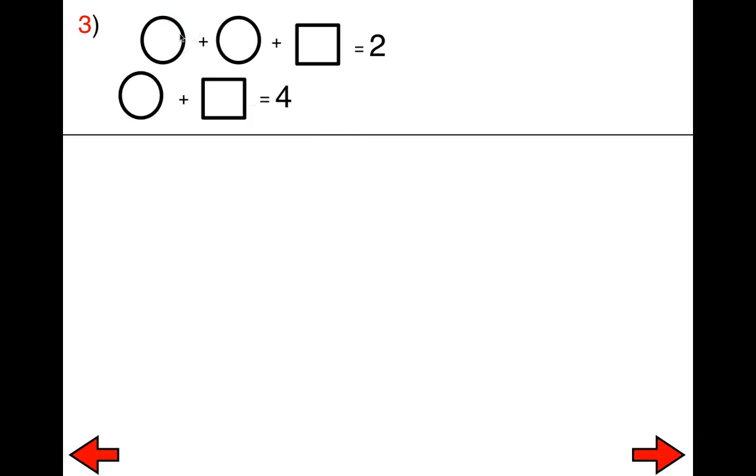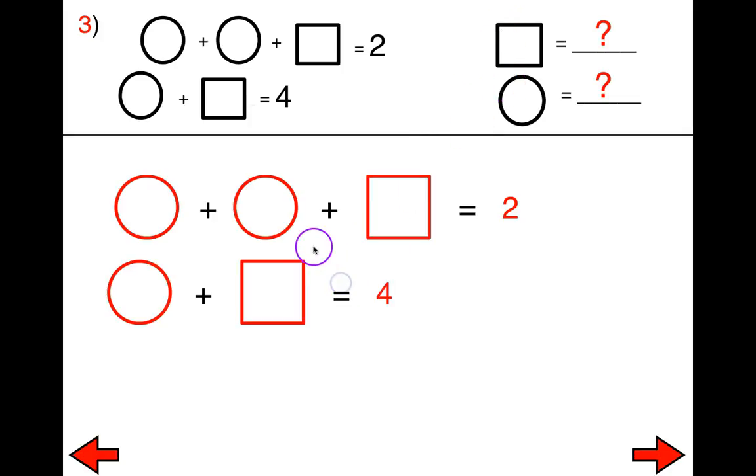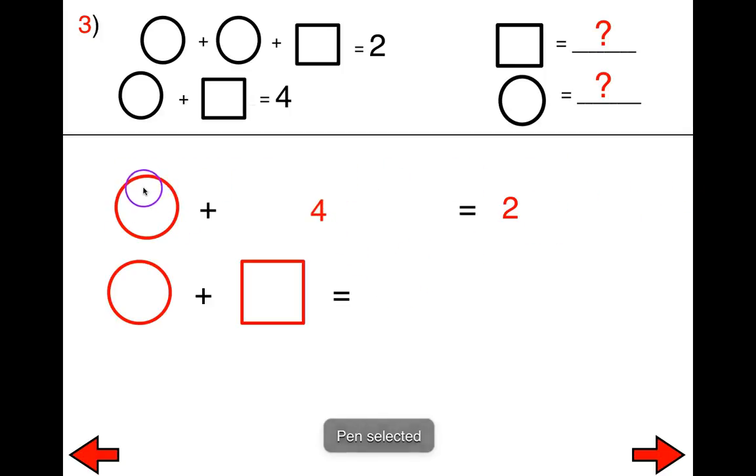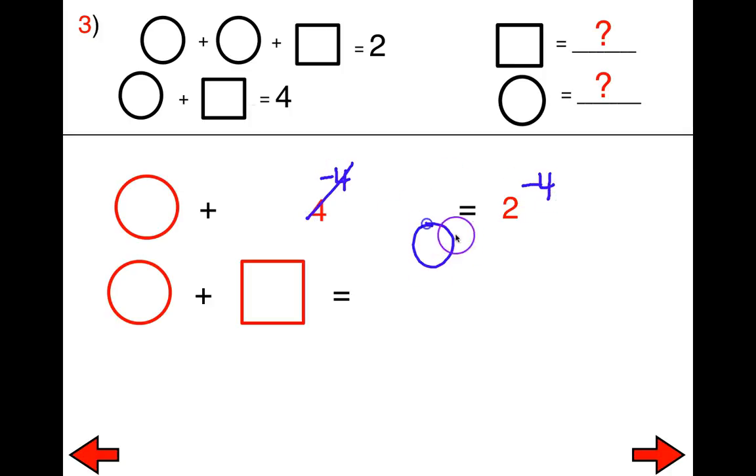Okay, so here in this system, we have that 2 circles plus 1 square equals 2, and 1 circle plus 1 square equals 4. So we need to figure out, what does a square represent? What does a circle represent? Here, I do recognize that 1 circle and a square gives me 4. So what I could do here is swap out, or substitute, this circle and this square with the number 4. So now I have an equation. In order to figure out what a circle represents, I'm just going to subtract 4 from both sides, leaving me with 1 circle equals -2.